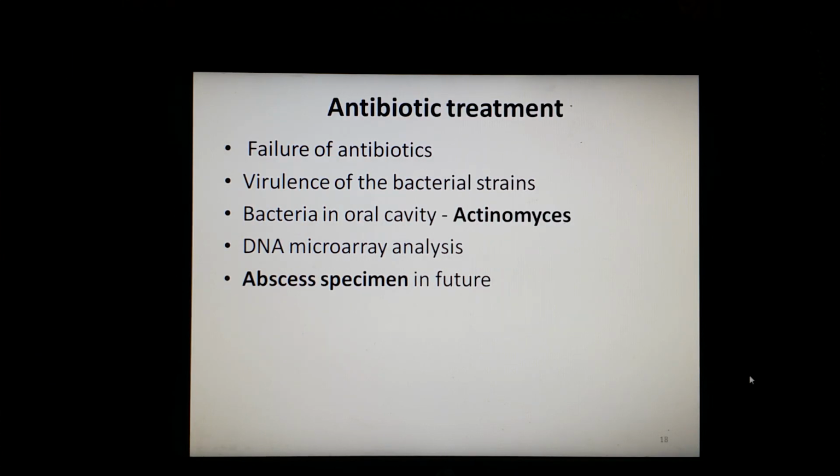Now let's move to the next application, that is antibiotic treatment. The increase in the number of resistant bacteria and superadded infections has led to the failure of antibiotics. So the virulence of the bacterial strains also affects the outcome of the disease process. For example, in the oral cavity, anaerobic bacteria might be the infective agent. They often are not easily culturable, especially organisms such as Actinomyces.